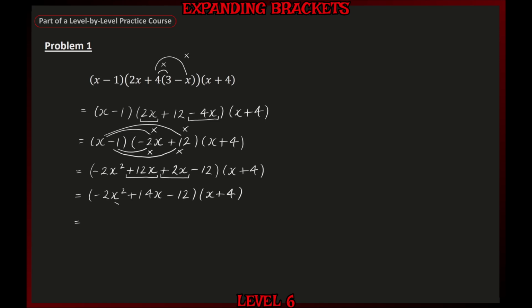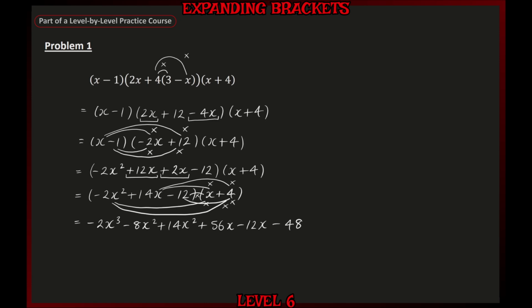So we can start with minus 2x squared multiplied by x, and this gives us minus 2x cubed. Next, minus 2x squared multiplied by 4 gives us minus 8x squared. Moving on to the 14x, we have 14x multiplied by x, which is plus 14x squared, and 14x multiplied by 4, which is plus 56x. Finally, we have minus 12 multiplied by x, which is minus 12x, and minus 12 multiplied by 4, which is minus 48.